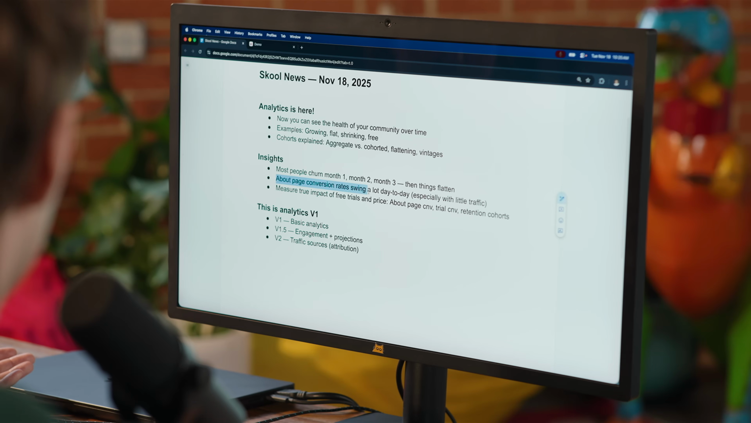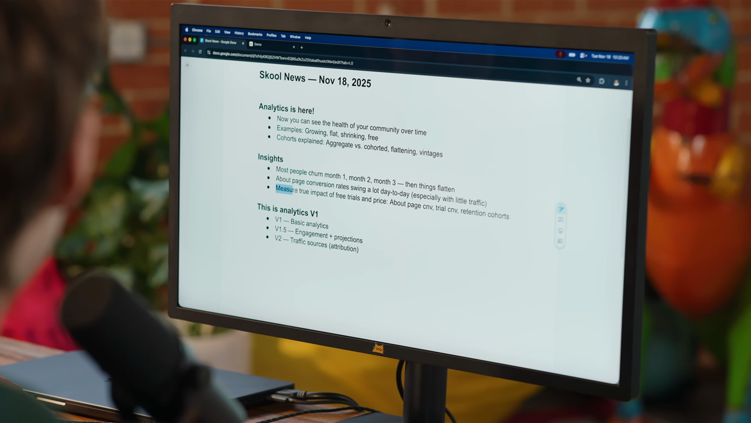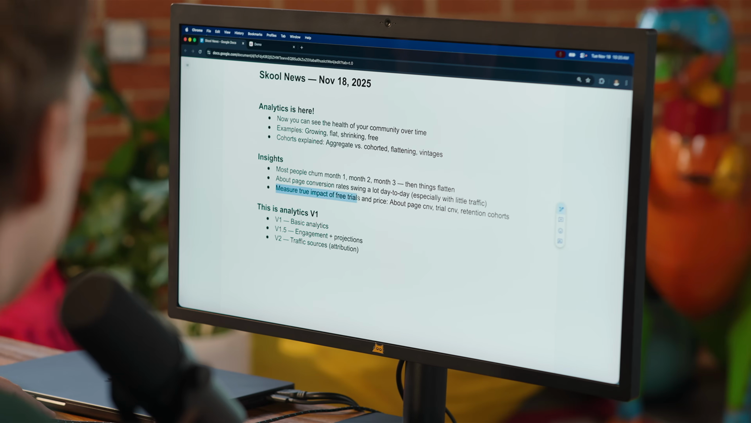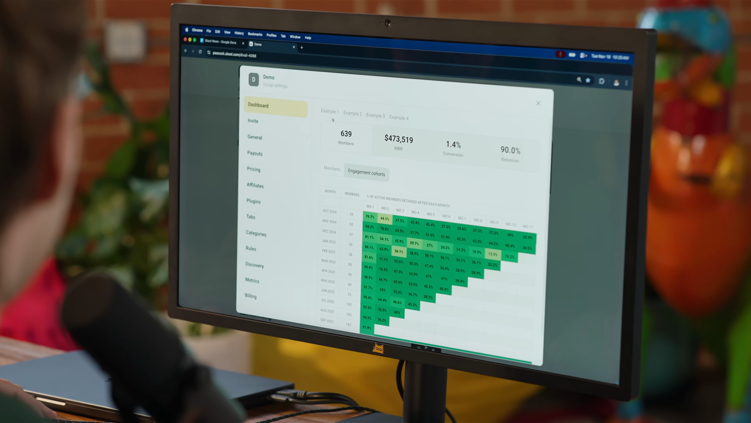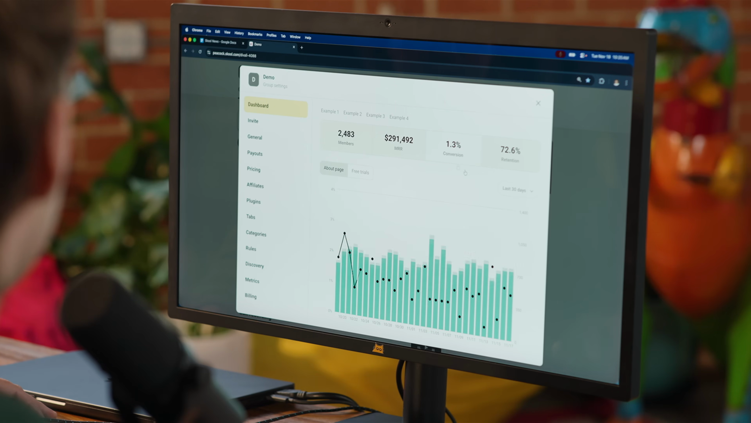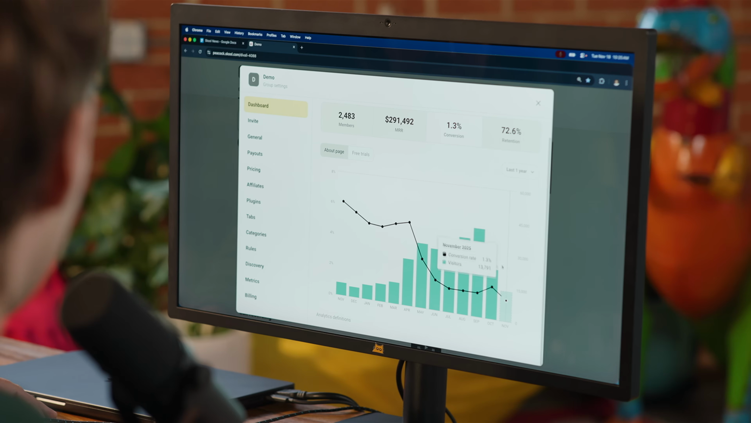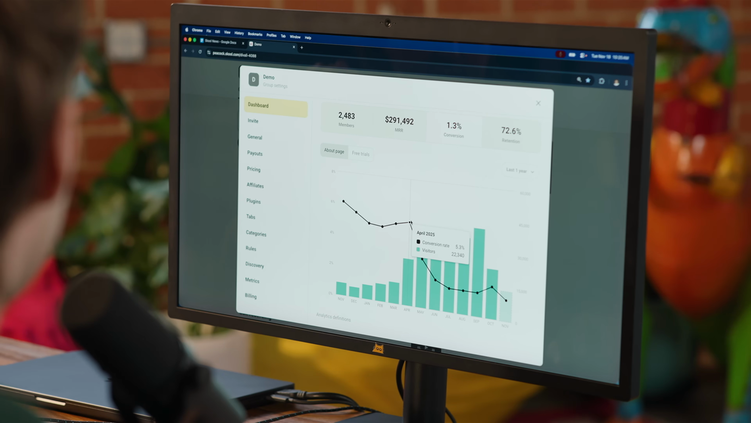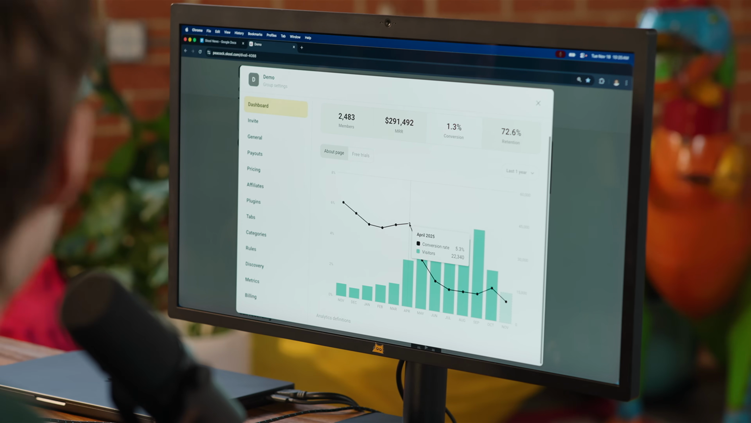About page conversion rates swing a lot day to day, especially with little traffic. This also allows you to measure the true impact of things like free trials and price changes. I was looking at Evelyn's stats with her, and for the first time, we were really able to see what different things did. We could look at conversion rate over time, and I asked, what were you doing this month? Because conversion rate was right up and you had a lot of traffic. And she said, oh, I had a free trial on.